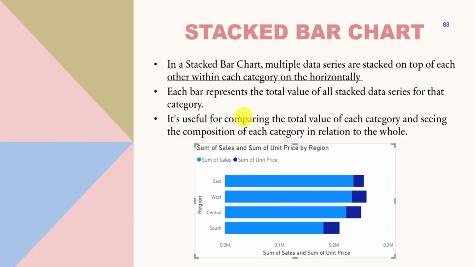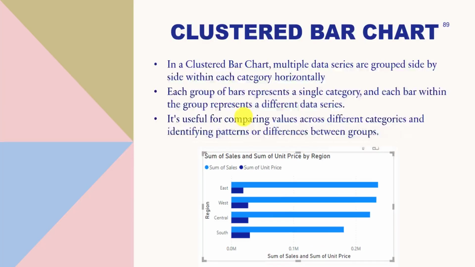That is sum of sales and sum of unit price by region. So region is, we can say, a category. Based on that, it is showing sum of sales and sum of unit price. So this is what the stacked bar chart is. We will see how we can create it, but I will complete all the bar charts first, then I will show you how you can create the bar chart and add data to it, so you can represent the data in your visualization.